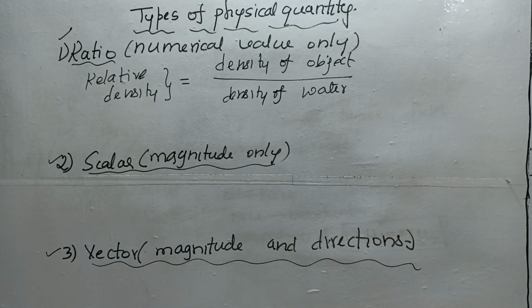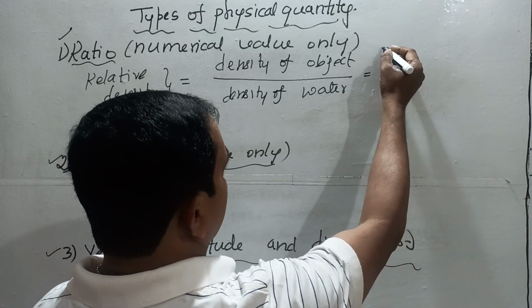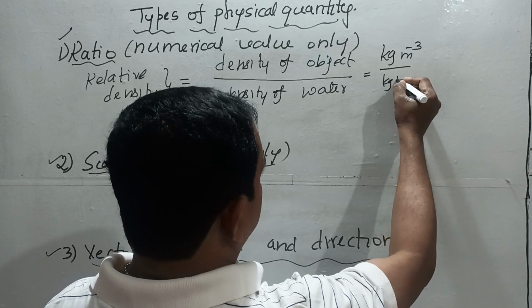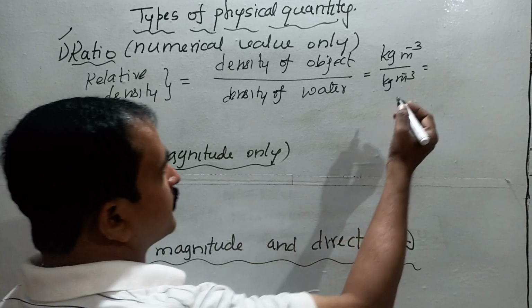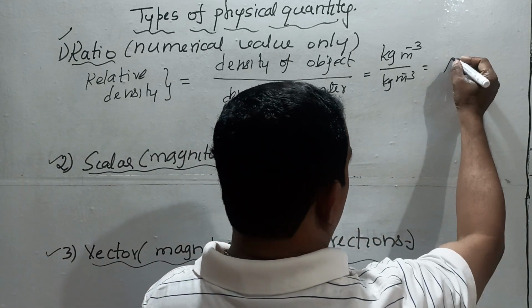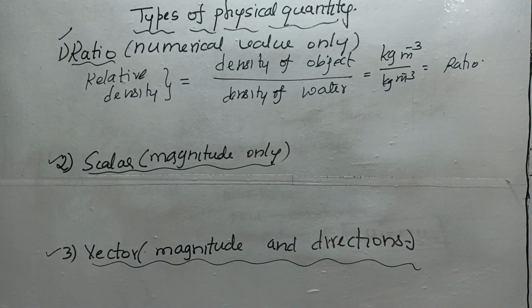Here actually what you are getting is density of object by density of water. Density divided by density, its unit is going to cancel. You know that density is nothing but mass by volume. You are getting kg per meter cube here, and here also kg per meter cube. Both are going to cancel. You are getting only a number. You got it, no? That is nothing but a ratio. A ratio of two identical physical quantities is a unitless physical quantity.